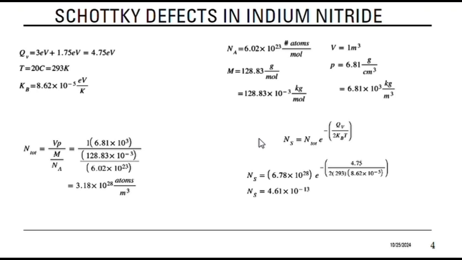Now notice that there's a factor of 2 in the denominator because Schottky defects involve both cation and anion vacancies. So you substitute the equation and you will end up with this, which will lead you to 4.61 times 10 to the negative 13 power.